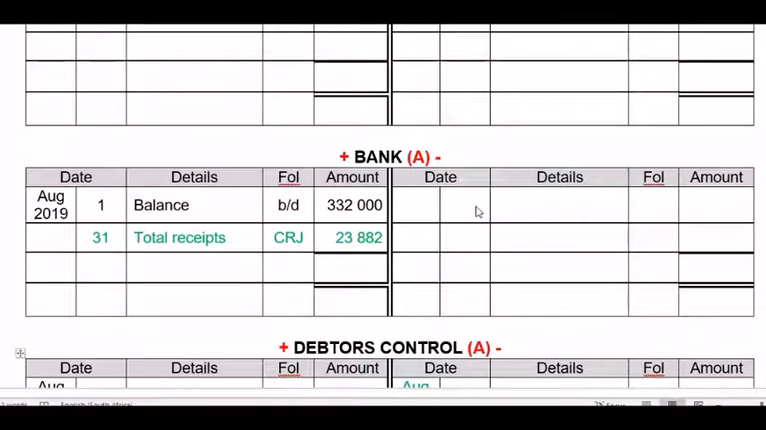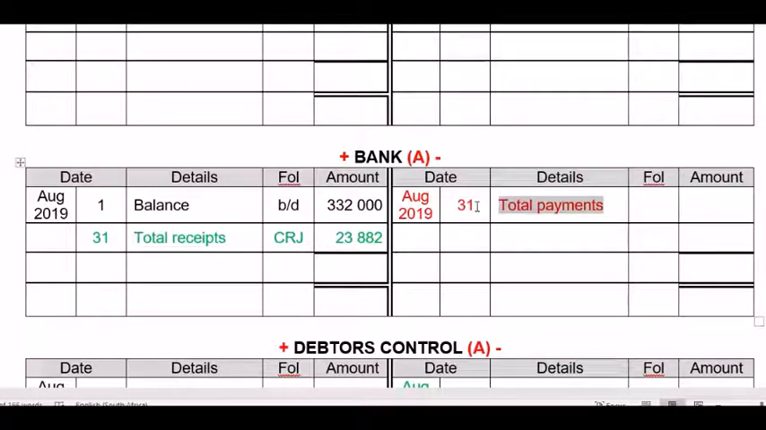On the credit side of bank, you have to write the date first, August 2019. It's a column total, so it's the 31st. And remember, we have made many different types of payments in the CPJ from our bank account. We don't list them individually, we just write total payments. The journal is CPJ and the value was 19,800 Rand.